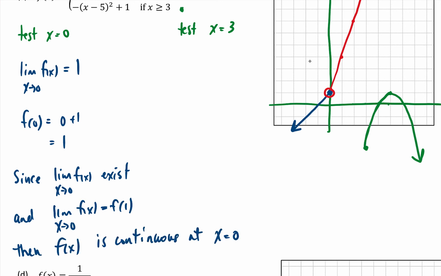So we can see since the limit exists and since the limit equals the value of the function, and that should say f at 0, then f of x is continuous at x equals 0.